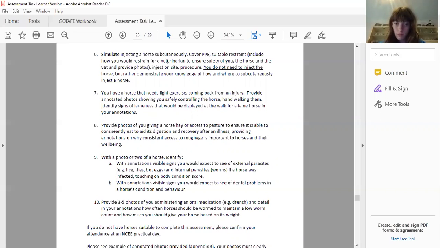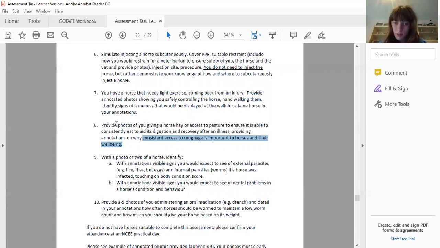8, provide photos of you giving a horse hay or access to pasture to ensure it's able to consistently eat, to aid its digestion after recovery after an illness. So your annotations or your notes are on why consistent roughage, access to roughage is important to horses and their well-being. So if you've got one that's coming back from, let's say, colic surgery or something like that, you want to know that it's got something consistently moving through its gut that's not going to be too high in energy or other things that could potentially upset it.